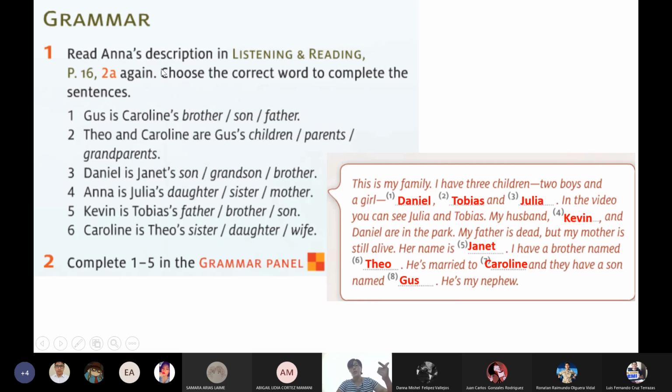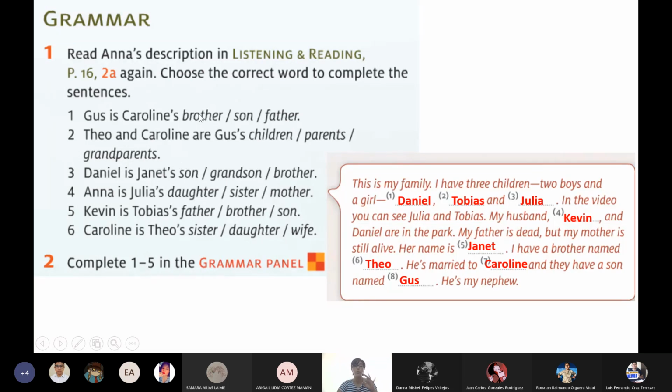We're gonna read one more time Anna's description. Here you have, right? Anna's description. And choose the correct word to complete the sentences. So we're gonna choose the correct word. For example, Gus. Gus is Caroline's brother, son, or father. Yeah? In every sentence, you have 3 options.